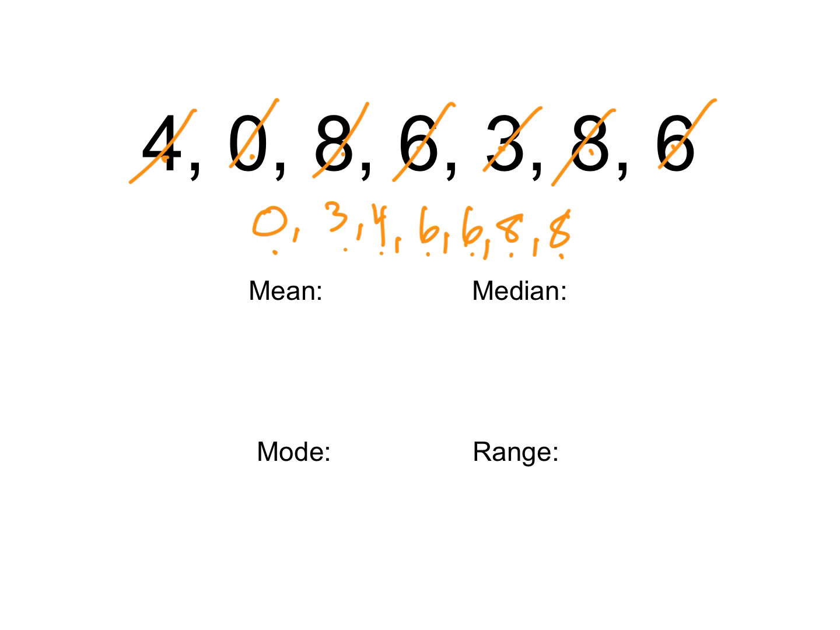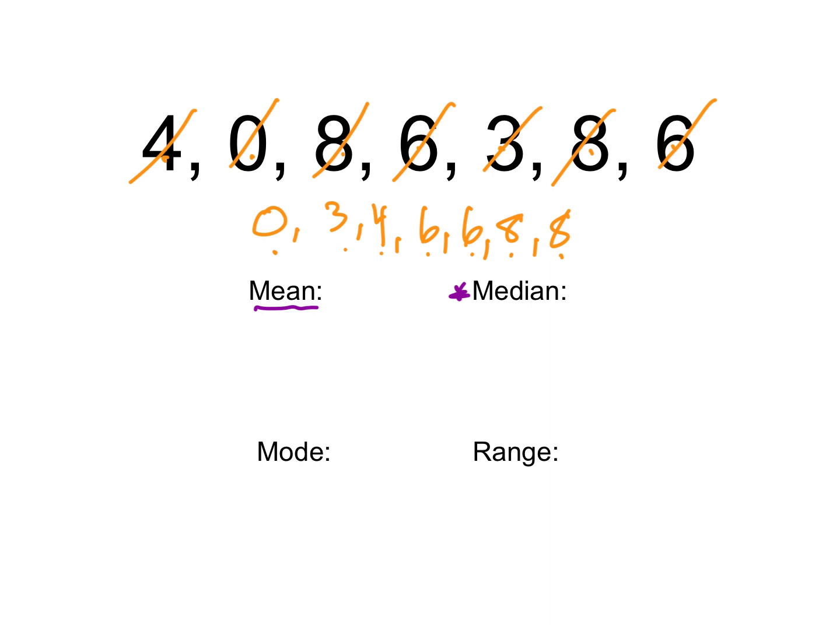Okay, now what I'm going to do is I can pick any of these. I actually like to do the mean last, so let's do the median first, okay? The median, hey diddle diddle, the median's the middle. So once I've lined them up, I want to find the middle of that group. Think about it as if I lined them up from shortest to tallest. I want to find the middle.